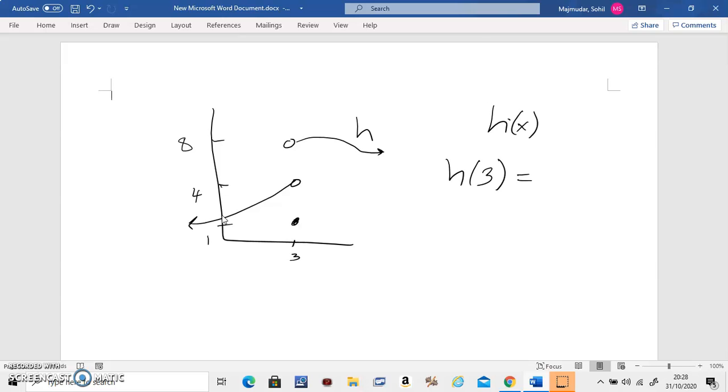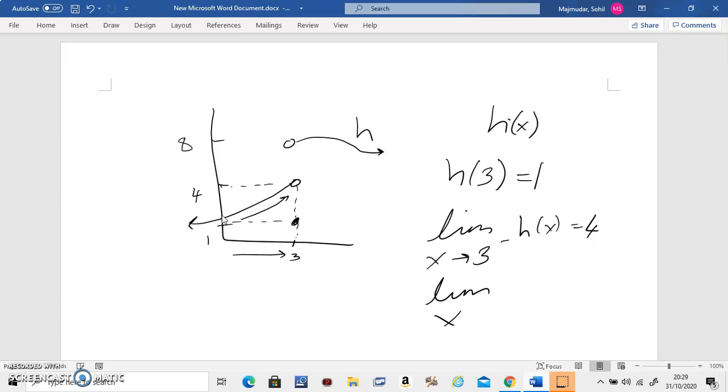So you always look at the closed dot. So h of 3 is 1. Limit x approaching 3 minus h of x. It means you approach this point from here. The graph is approaching. What is the value? 4, because it's approaching point 4 on the y-axis.